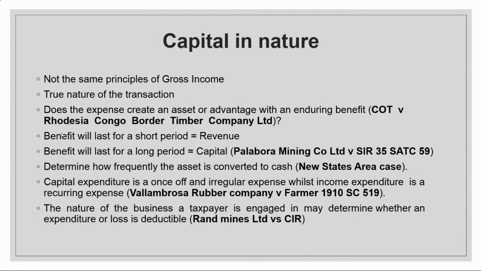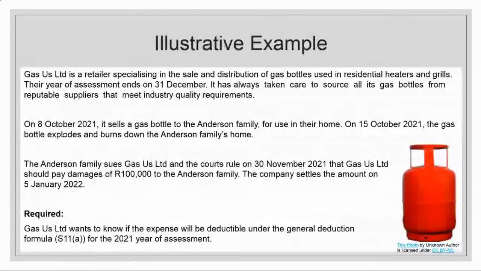And then capital expenditure is generally seen as a once-off or a non-regular expense, while your income expenditure is a recurring expense. That is sort of how you distinguish between them according to your Hallstroms Rubber Company court case. And then you also have to look at the nature of the business of a taxpayer. So in one business, it might be an expense. In the other business, it might be more capital in nature. So you have to look at, based on the business, would that be seen as expenditure or loss in the normal business that they're running?